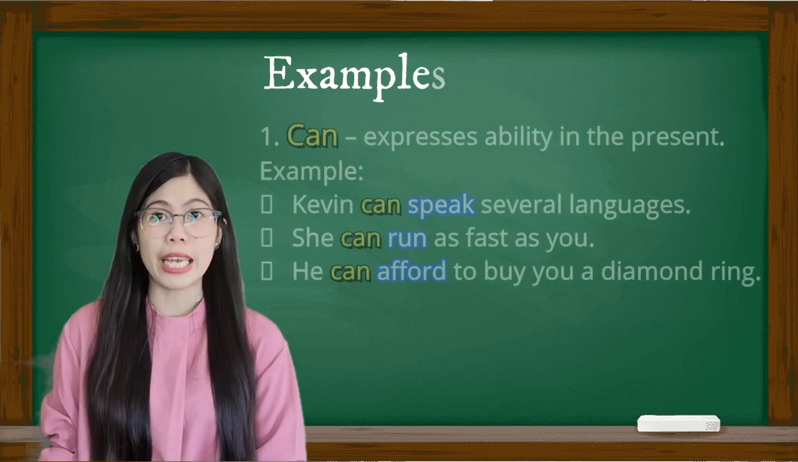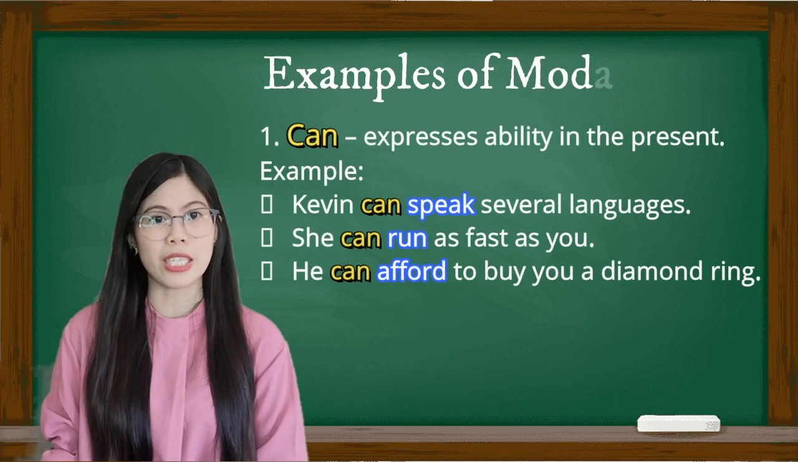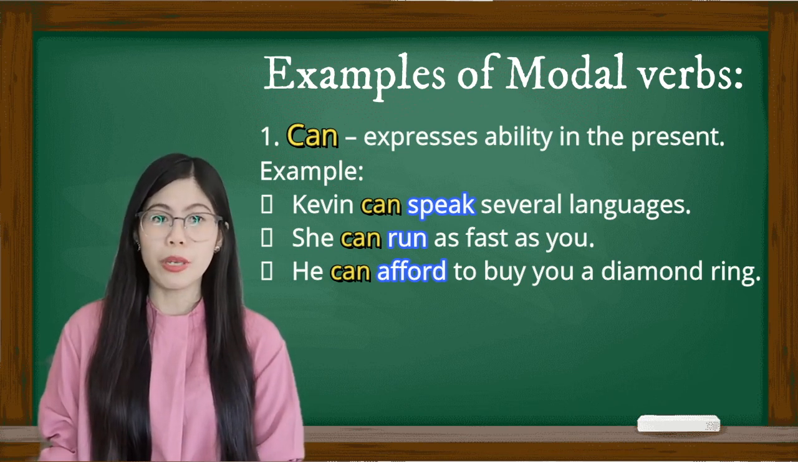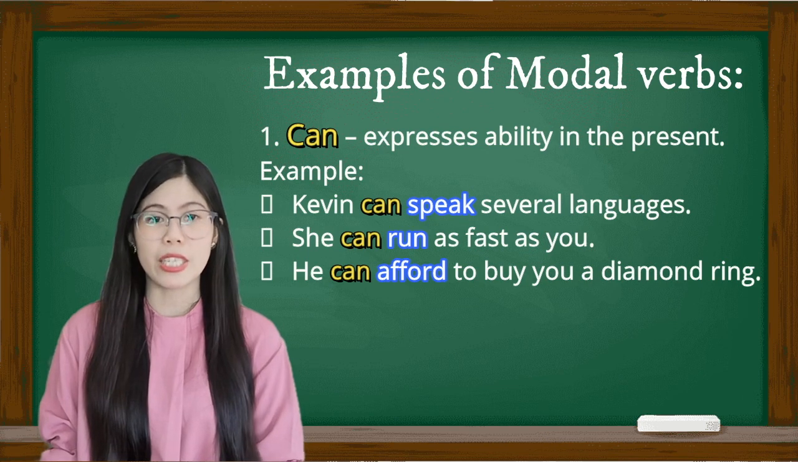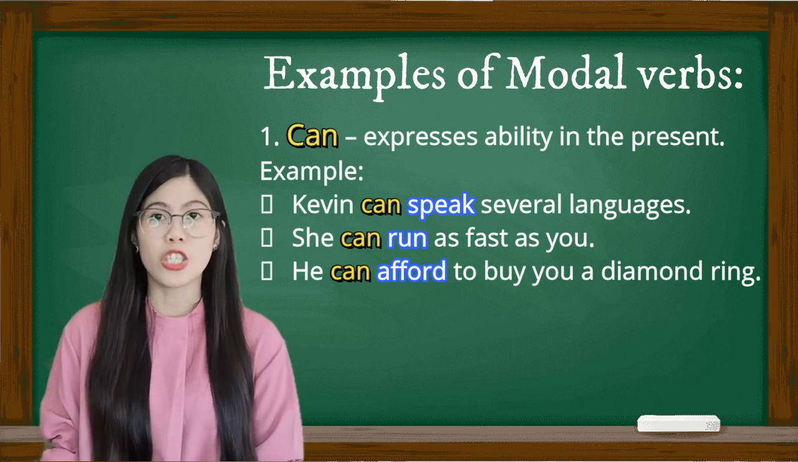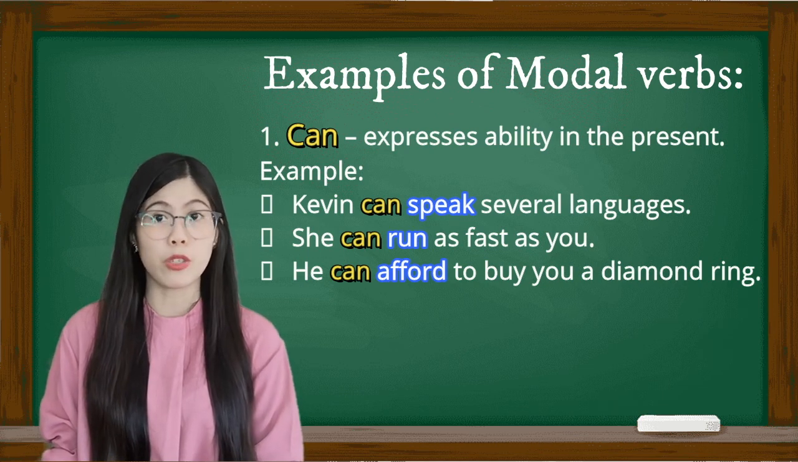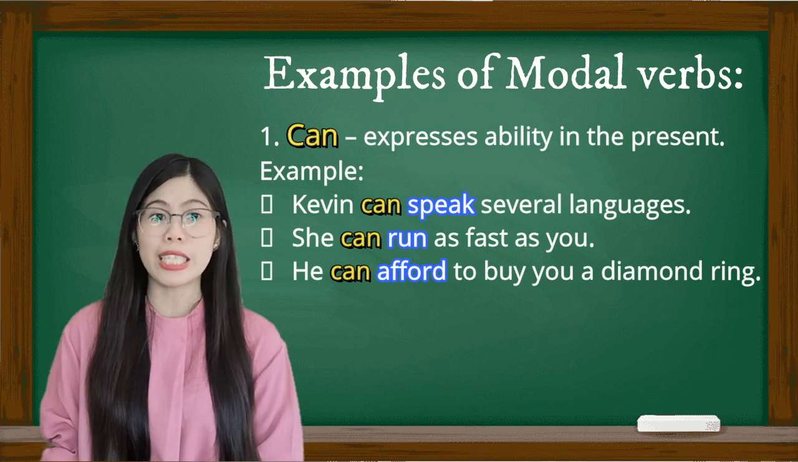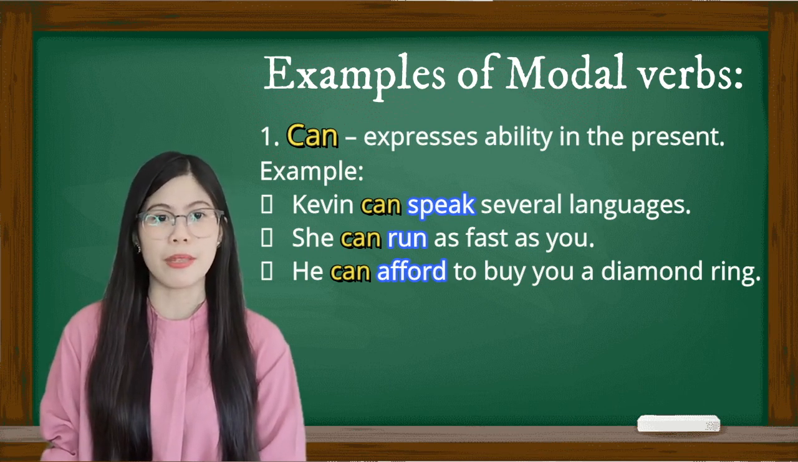The modal verb can expresses ability in the present. Example, Kevin can speak several languages. Since we use the modal verb can, this means that up to the present, Kevin still has the ability to speak several languages. Another example, she can run as fast as you, and he can afford to buy you a diamond ring. Those examples express a modality which is ability in the present.